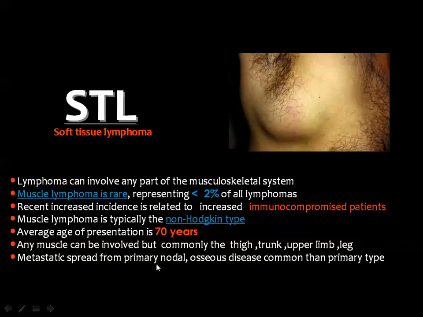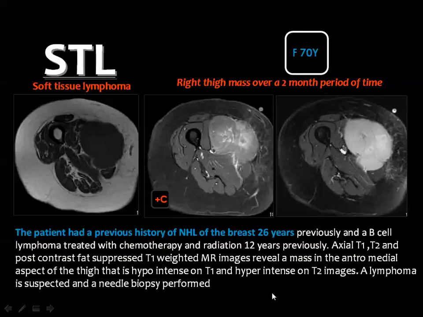Metastatic spread from primary nodal or osseous disease is more common than the primary type of muscle lymphoma. If you look here, this is low signal in the T1, significant post-contrast enhancement, and high signal in the T2 weighted image. This patient had a right thigh mass of 2 months duration, and she is 70 years old.